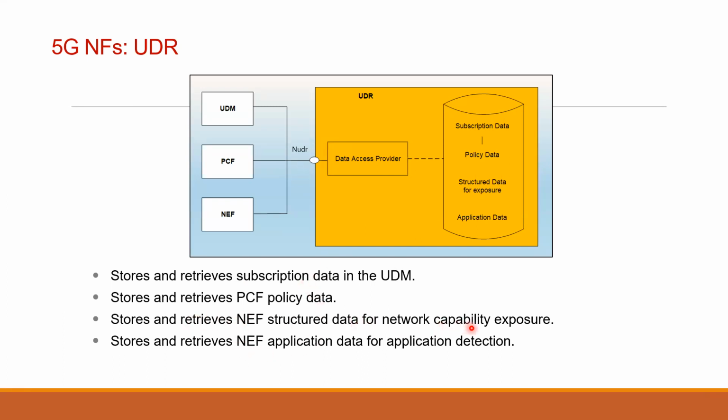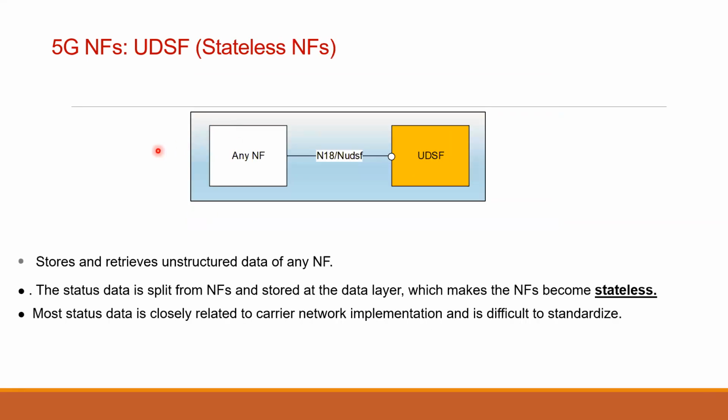All your network capability information for your NEF is stored in the UDR as well. So when it gets any service request, it goes into your UDR, fetches the specific information, and does the required processing accordingly. The other NE that we have here is the UDSF. UDSF is the unstructured data service function, and it is responsible for storing and retrieving unstructured data.